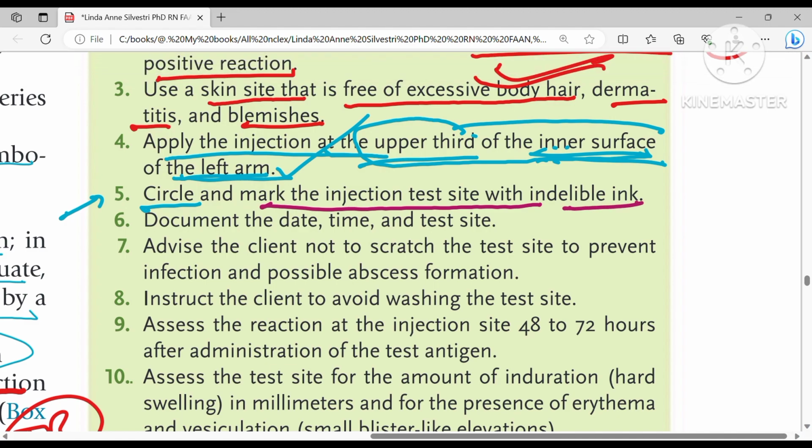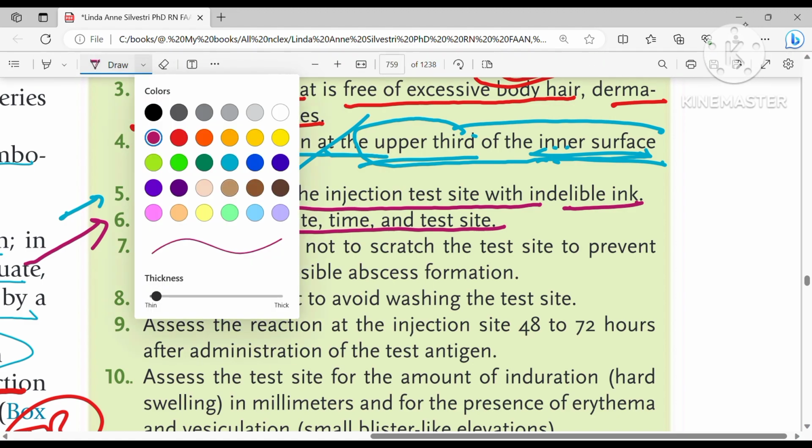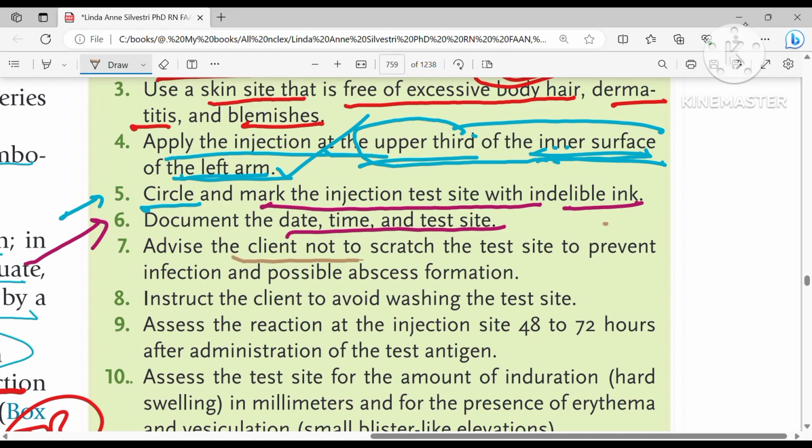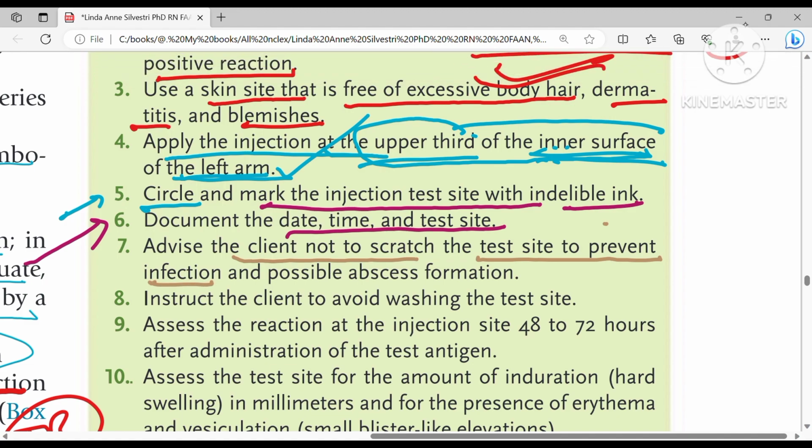Okay, so with indelible ink we should mark the circle and mark the injection site. Then we should document the date, time and test site. The next point is to advise the client not to scratch the test site to prevent infection. So we should ask the client not to scratch it, because of possible abscess formation. If we scratch it, it can lead to an infection or an abscess can form.